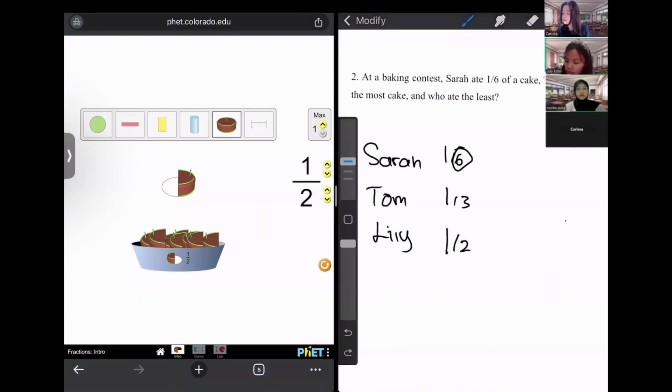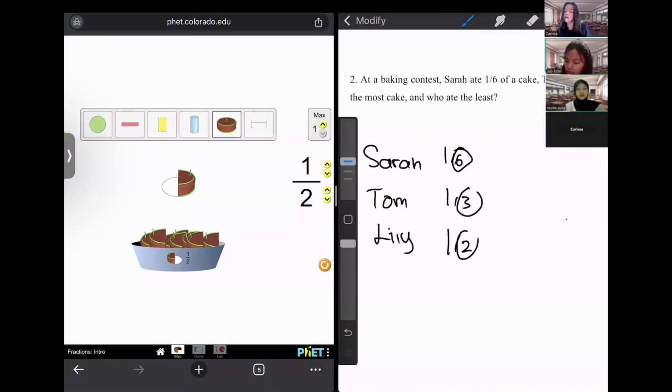So I want you to pay attention right here. Each of them has 1 whole cake, but with different sizes. We have Sarah with the denominator of 6 slices, and then we have Tom with the denominator of 3 slices, and then we have Lily with the denominator of 2 slices.